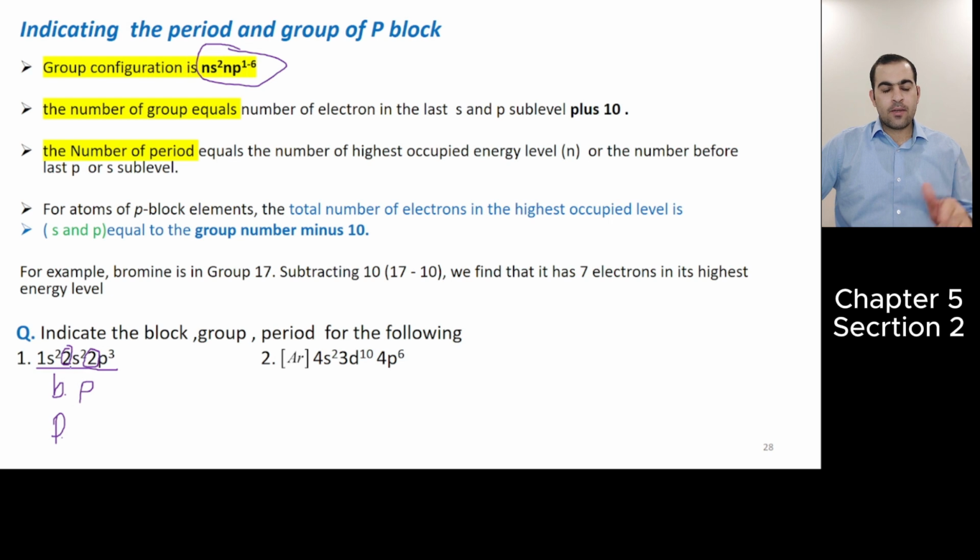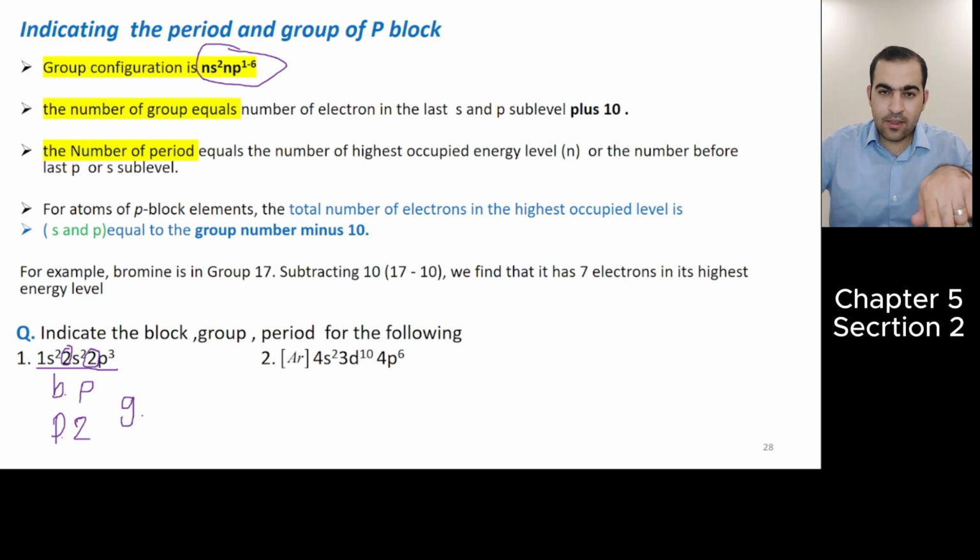And we can say the number before last s or p is correct for p block, but for others it doesn't work. So the number before last s is 2. Period 2. Always choose that number. Okay. And the group, this is important.